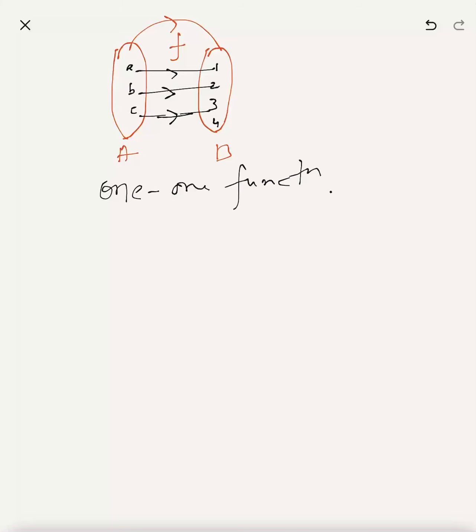Okay, you can understand this one-one function with the help of a graph also. See, one more condition you can apply: f of x1 is equal to f of x2 if and only if x1 is equal to x2, isn't it?